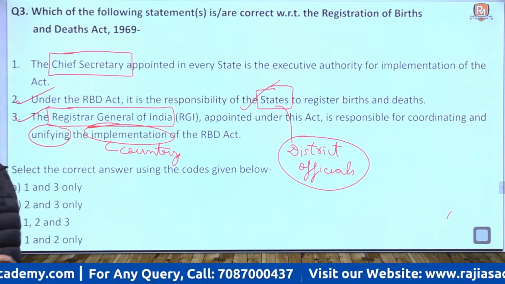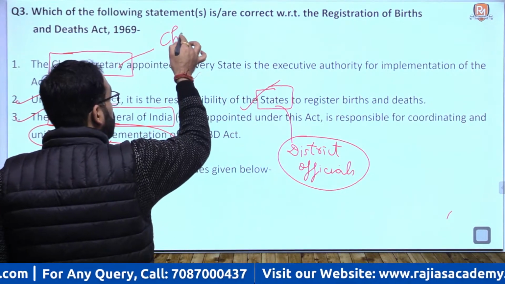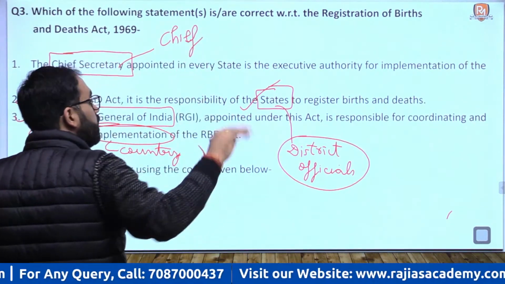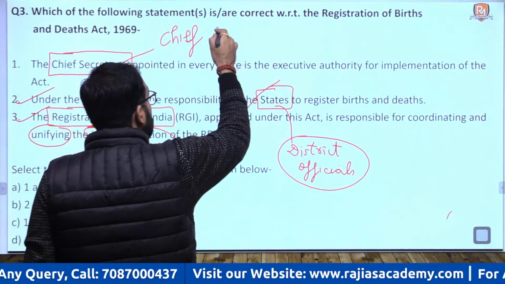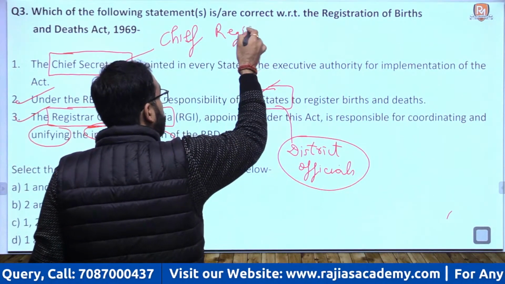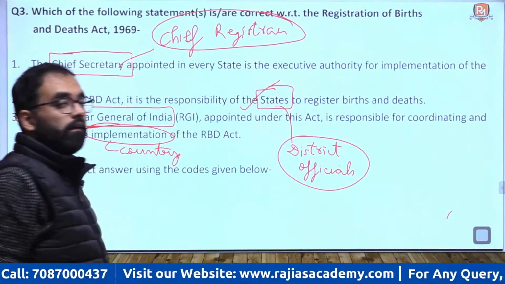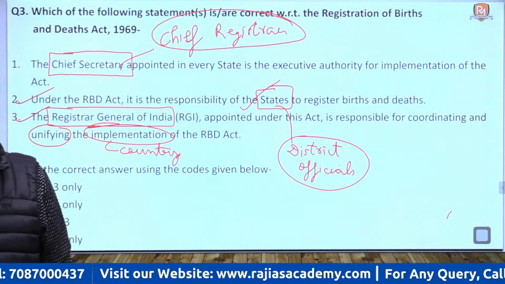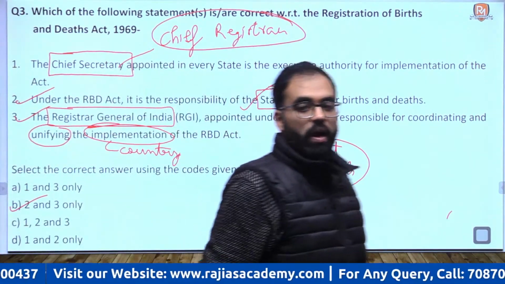The Chief Registrar. Yes, exactly. That is what I was looking for. It is not the Chief Secretary, although the Chief Secretary in a state is the topmost bureaucrat as far as the state is concerned, but it is the Chief Registrar who is appointed for the registration of births and deaths in that state. So option B will be correct here, 2 and 3.